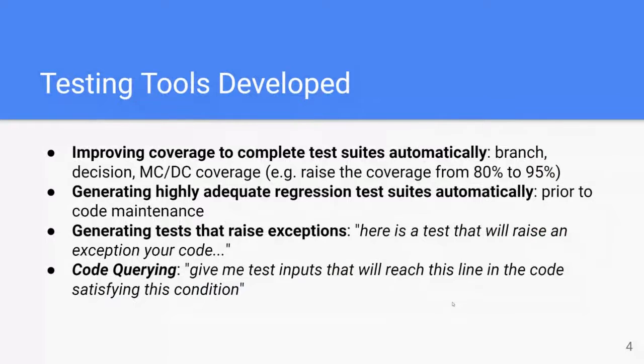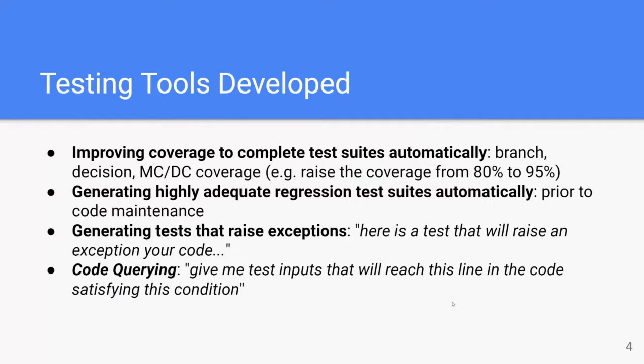Testing tools developed on this can improve coverage to complete test suites automatically, or generate highly adequate regression test suites for code where there is no test available, for example, for legacy code. They can also generate tests that raise exceptions. Here's a test that will raise an exception in your code on that line. Okay, we can generate tests to do that.